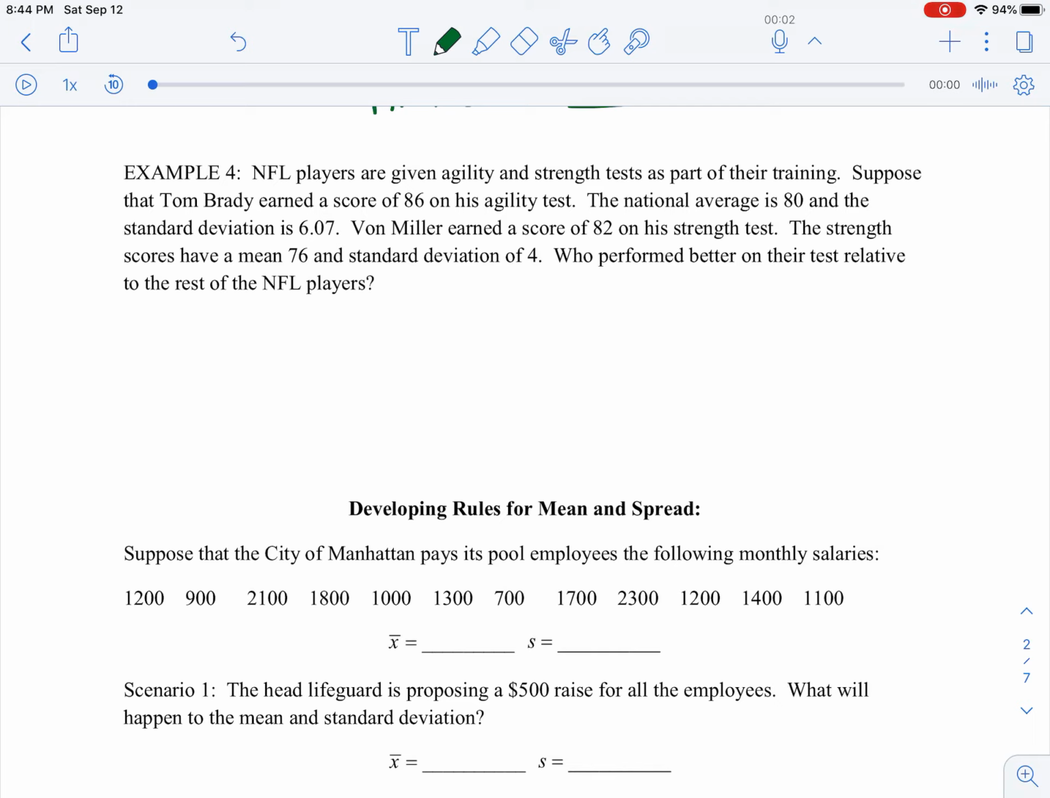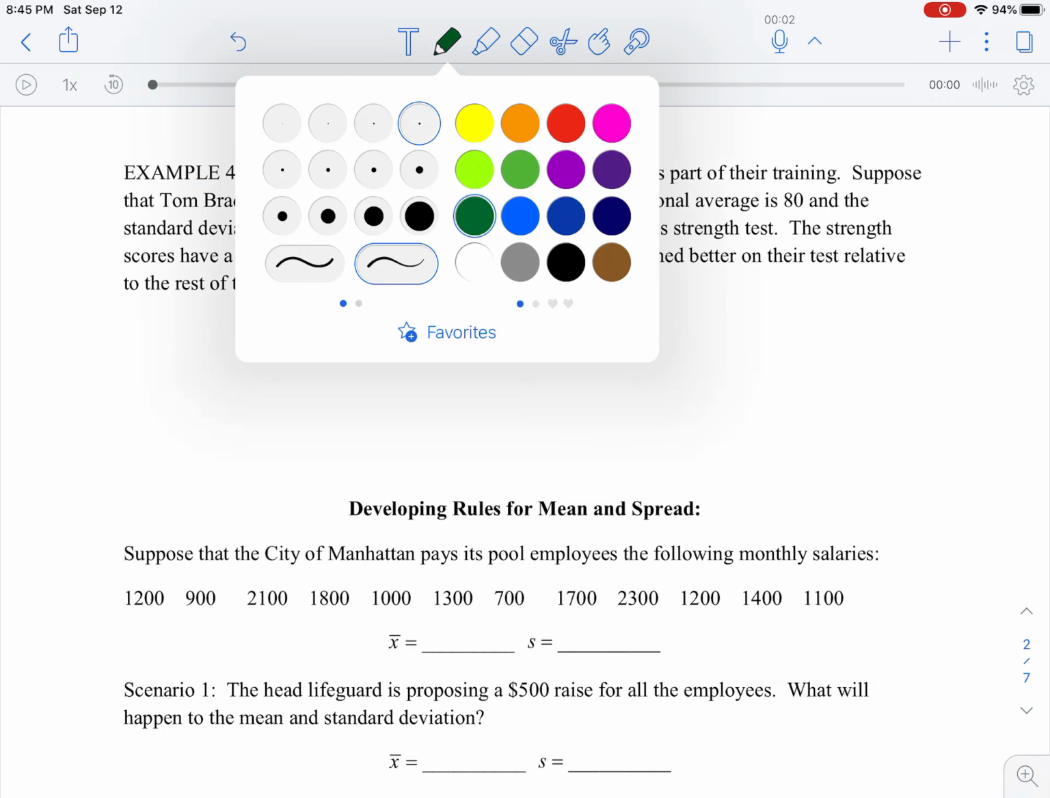Okay, so let's look at example 4. NFL players are given agility and strength tests as part of their training. Suppose that Tom Brady earned a score of 86 on his agility test, where the national average is 80 with a standard deviation of 6.07. Von Miller earned a score of 82 on his strength test. The strength scores have a mean of 76 and a standard deviation of 4. Who performed better on their test relative to the rest of the NFL?